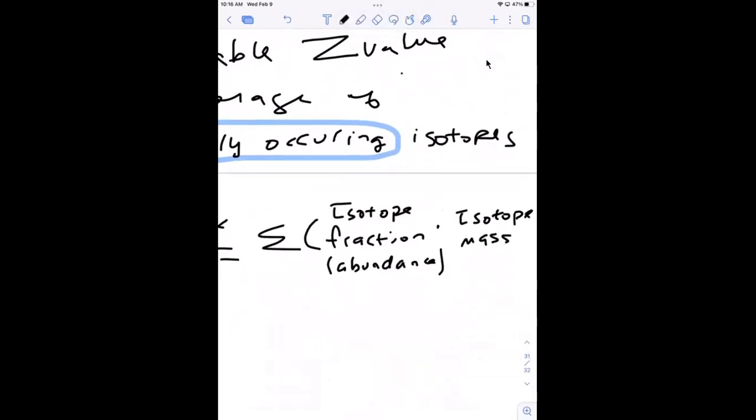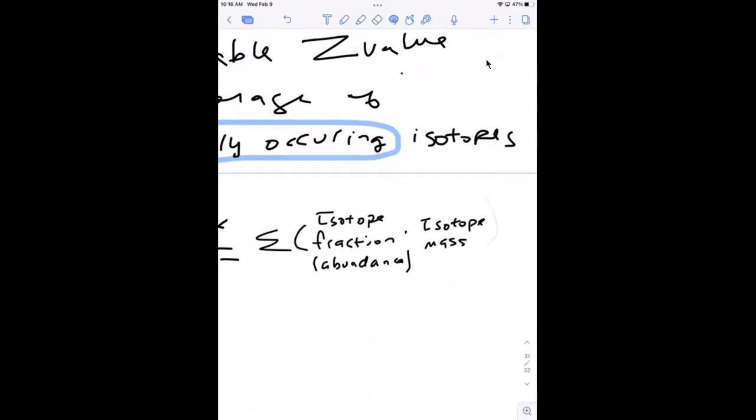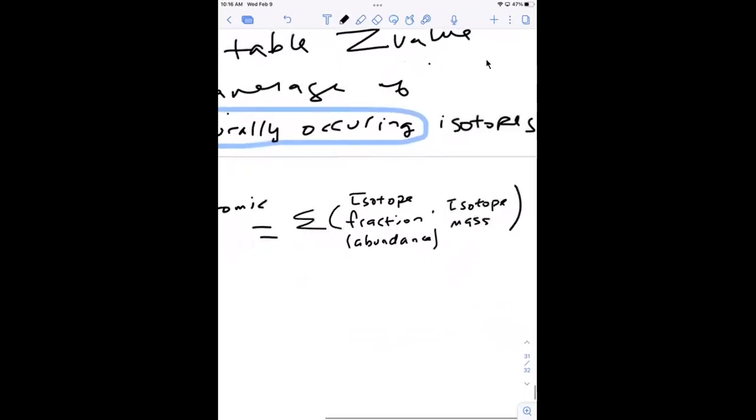Shrink that down. All right. So it's a sum of the fraction times the mass. So if you have 10 fractions, 10 different isotopes, you'll do this. It'll be like the abundance times the mass plus the abundance times the mass of the other one plus the abundance times the mass of the other. So that's how you get this average mass, right? So let's do an example right quick.